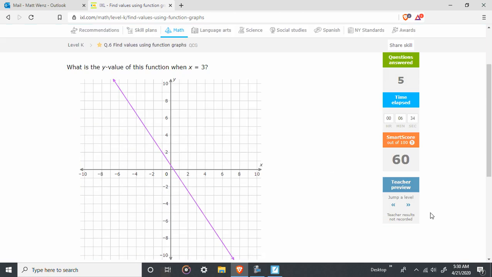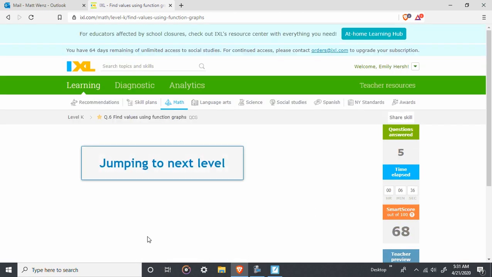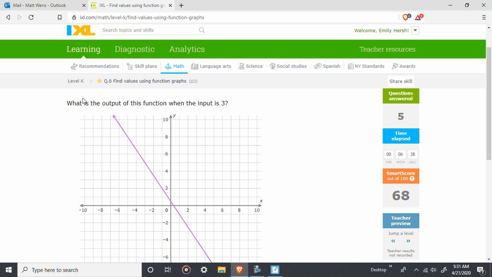Okay, I'll skip a level here. There's a bunch of levels. What is the output of this function when the input is 3? So again, we know that this input is x and this output is y. So when the input is 3, when x is 3, our output is negative 4.